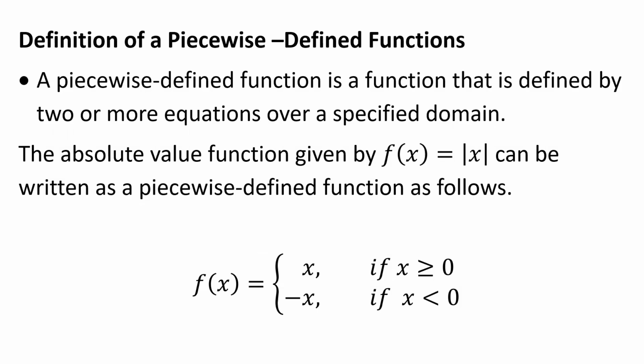Let's have a very quick review about piecewise functions. A piecewise defined function is a function that is defined by two or more equations over a specific domain. The absolute value function given by f of x equals the absolute value of x can be written as a piecewise defined function as follows. Kindly look at your modules. You have there the graph of an absolute value. That is an example of a piecewise function.